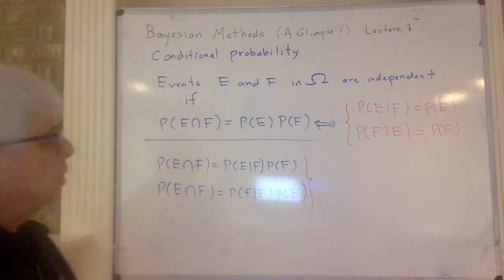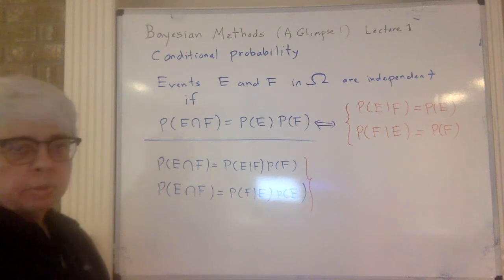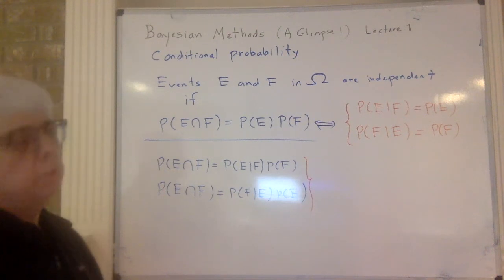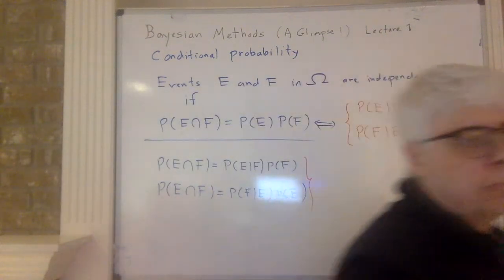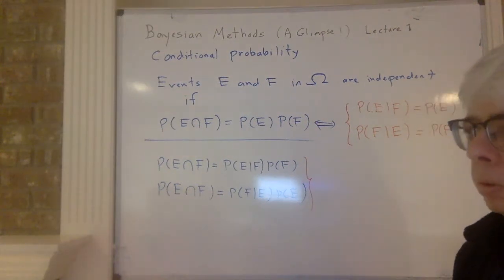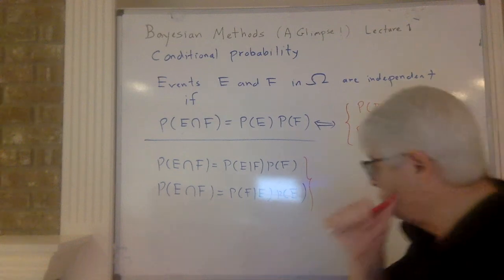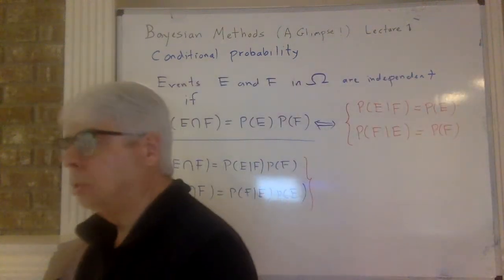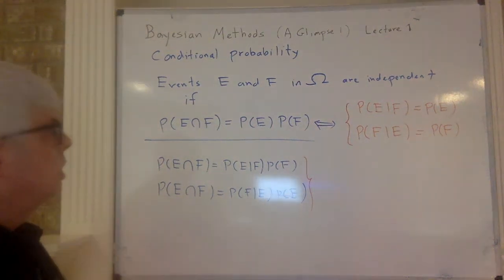Now, mutual exclusiveness is not independence. They are two different things. In fact, if two events are mutually exclusive, they are not independent. They depend on each other. And I leave that to you to think about, what happens. Anyway, so that is independence.